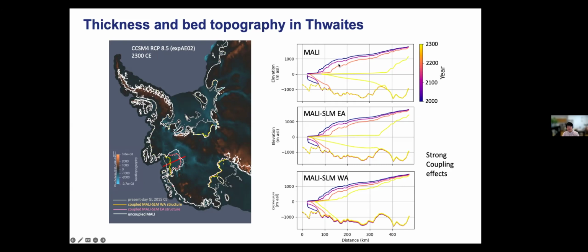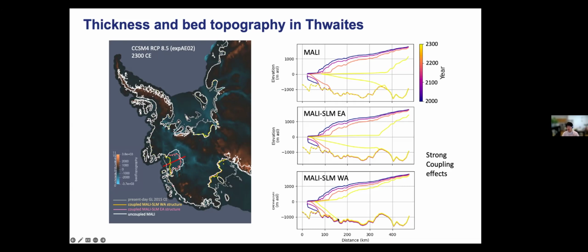And basically, what you see in the uncoupled simulation is that at the very beginning of the simulation, you start melting the ice sheet a little bit, and the grounding line stays relatively stable until the end of the 21st century, and then it starts going away. Between 2200 and 2300, there is just massive grounding line retreat when there are no GRD effects. However, in these two coupled simulation results, especially the one that incorporates the West Antarctic Earth structure, you can really see that the grounding line doesn't retreat, at least within the time frame of our simulation.